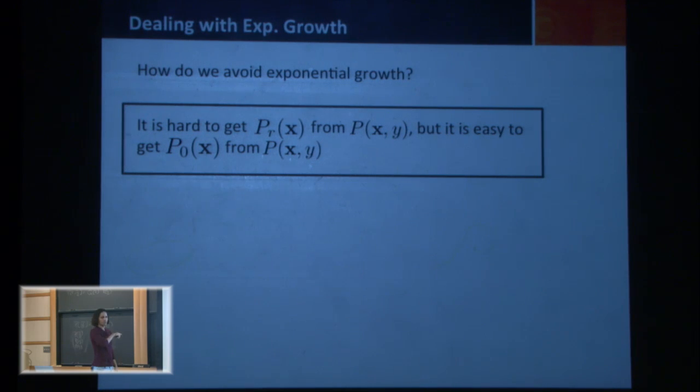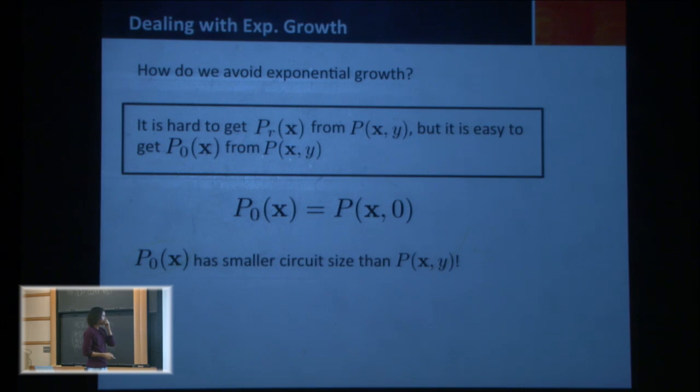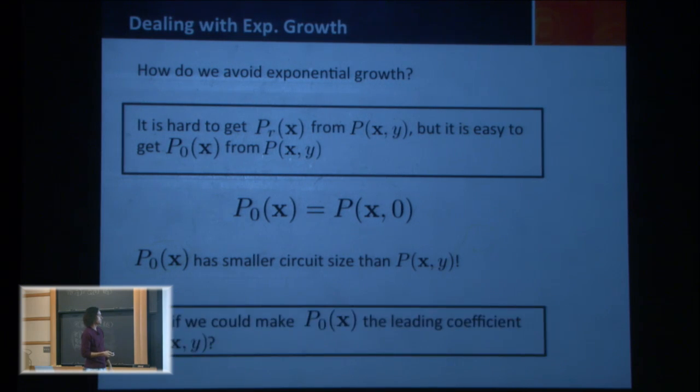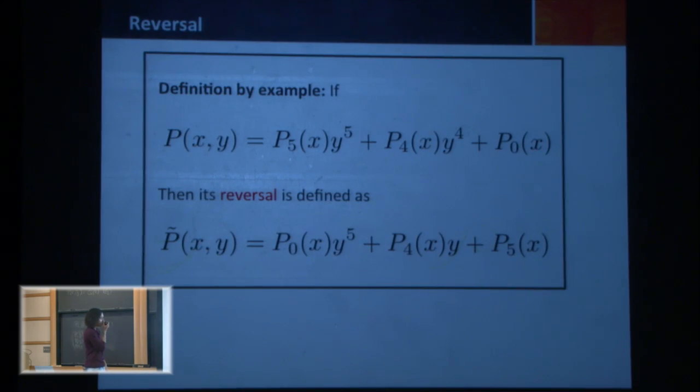Well, it's hard to get the leading coefficient from p(x, y). But it's easy to get p_0, the constant term, from the circuit computing p(x, y). Why? Well, because p_0 is just a restriction of p. Moreover, p_0 has smaller circuit size than p. So what we do is, what if we could make p_0 the leading coefficient? Then we're in good shape. And that's exactly what we're going to do, and that's the definition of reversal.